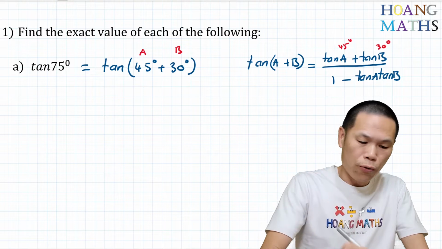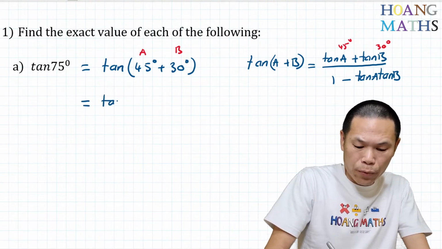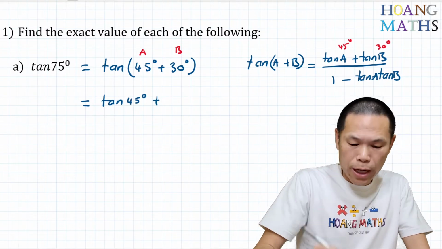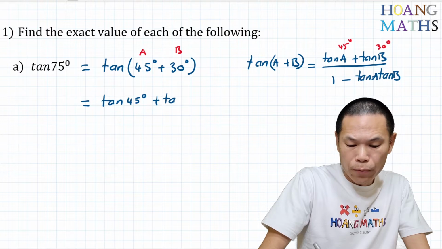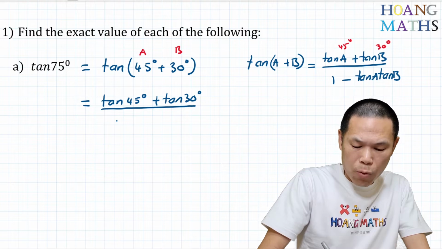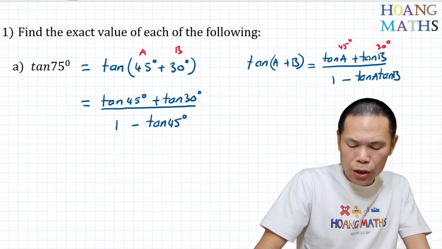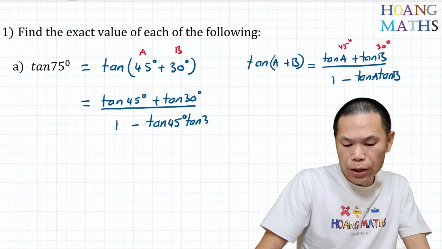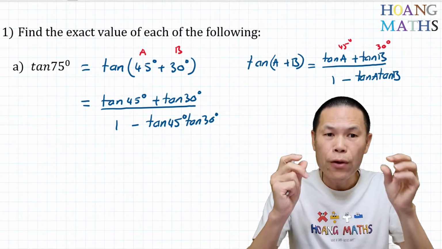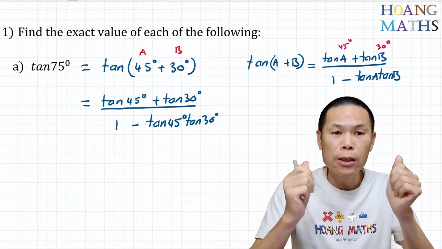So now let me just write it out. That gives me tan of A, which is tan of 45 degrees, and then we add tan of B, which is tan of 30 degrees, over 1 minus tan of 45 degrees times tan of 30 degrees. So there you go. Now we just need to work out tan of 45 and tan of 30 degrees. And we know that tan of 45 degrees is 1.